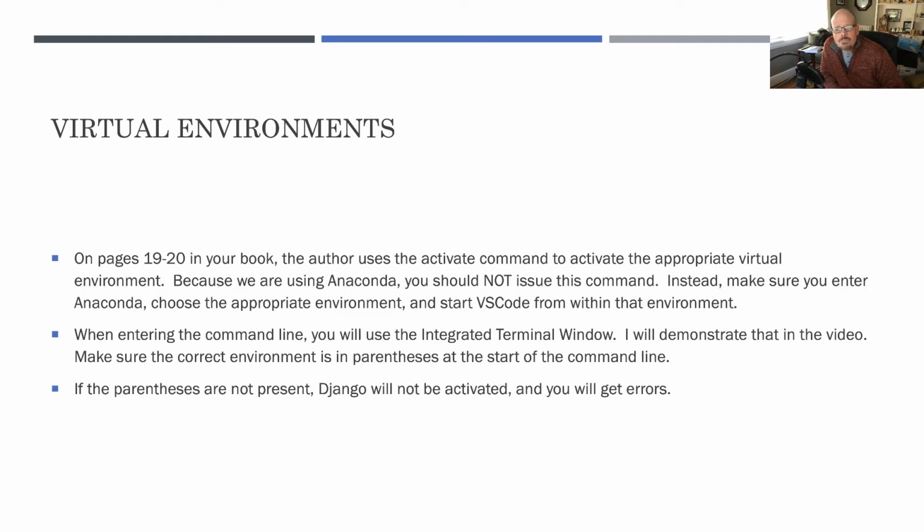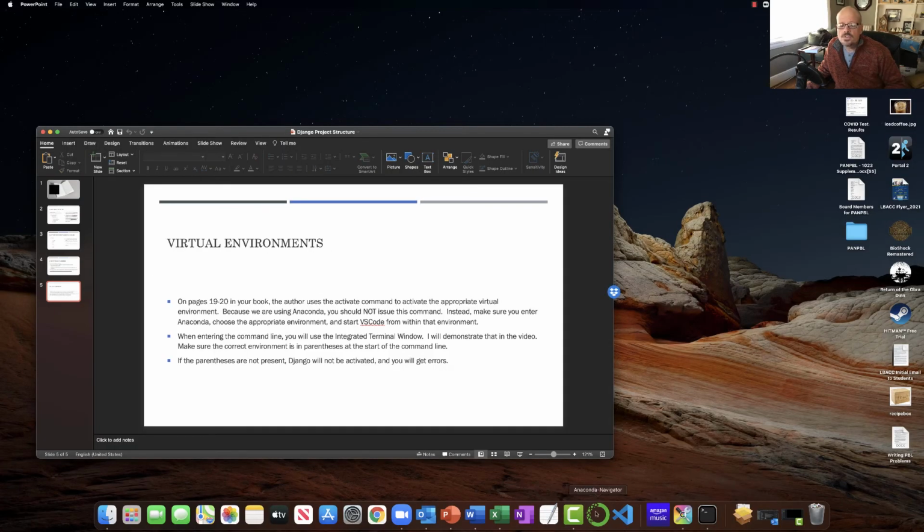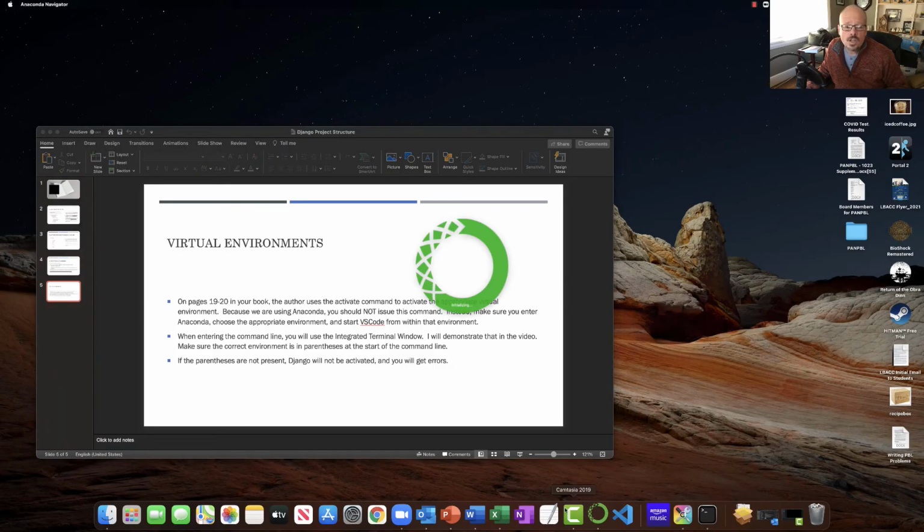So instead, make sure you first enter Anaconda, choose the appropriate virtual environment, and then start VS Code from within that environment. When you're using the command line, which again I'm going to show you in just a minute, you will use the integrated terminal window. You'll see that in just a minute. I will demonstrate that. Make sure the correct environment is in parentheses, because if you don't do that, you will get errors. So let's go through an example project. I'm going to stop this, and then I'm going to go into first Anaconda, and I encourage you to follow along with me here.